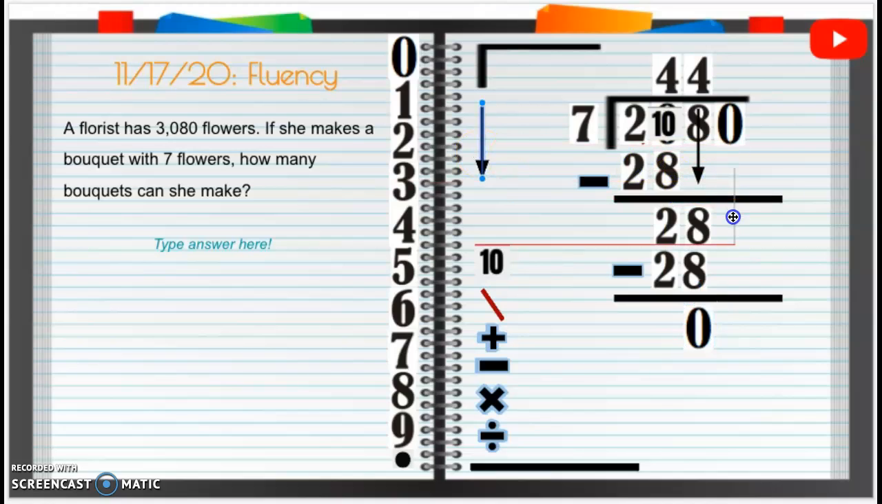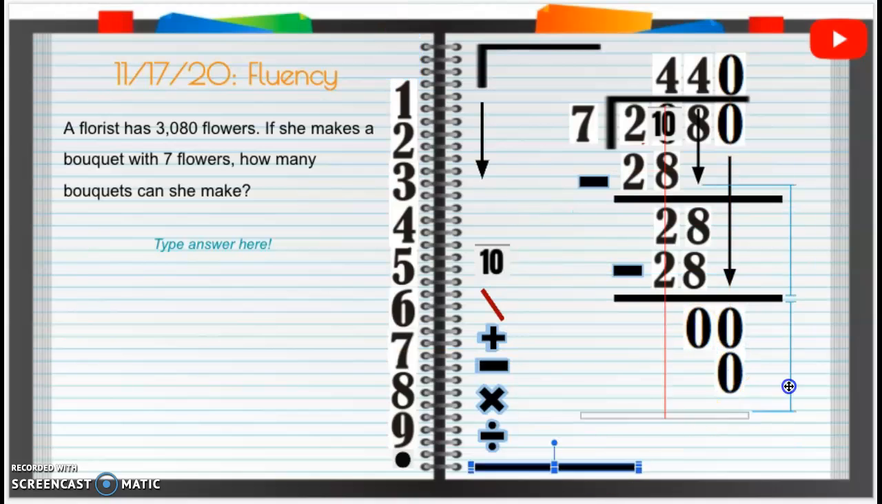What do I do with that 0? Bring it down because we didn't use it yet. So we still do need to bring it down. So can 7 go into 0? It can go into 0 times, so I am going to put that placeholder of 0 up there on top of the 0. 7 times 0 is 0. And then 0 minus 0 is also 0. So I am going to subtract that and get no remainder.